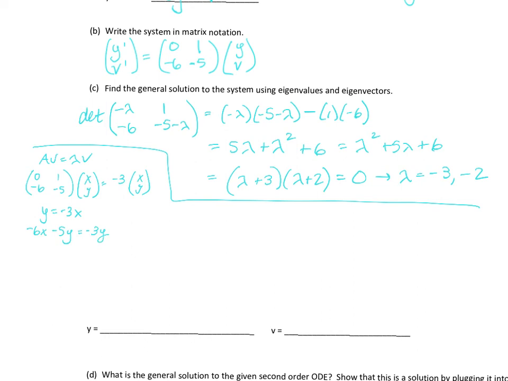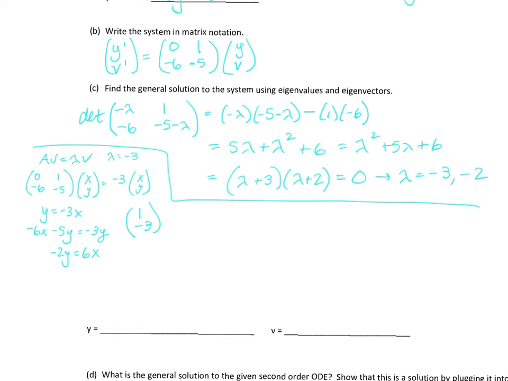If I were to solve this for y, I would add 3y to both sides, and I get negative 2y equals 6x. So this equation and this equation are equivalent. So I just need to pick an x and get the y. I'm going to pick 1 for x, then negative 3 would be y. So there's one eigenvector for lambda equals negative 3.